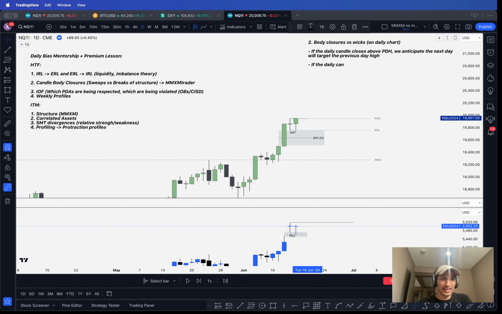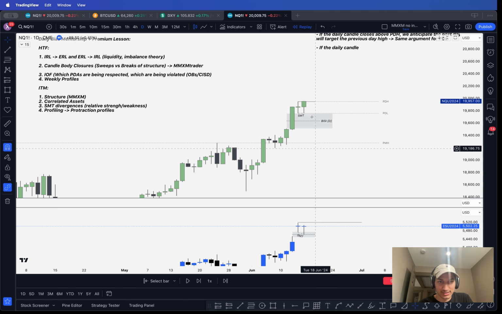If the daily, and this is the same with the low as well, right? Same argument for previous day low. There's no difference for the argument for previous day low. It's the exact same. So we can show an example of that here. If we close below the previous day low, the next institutional draw becomes that day's low. Likewise, if we close below that day's low, the next institutional draw becomes the previous day's low.